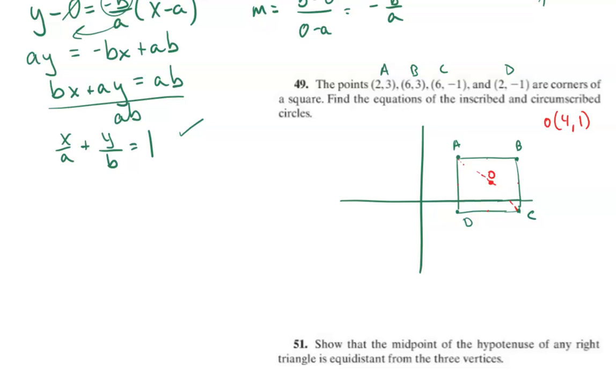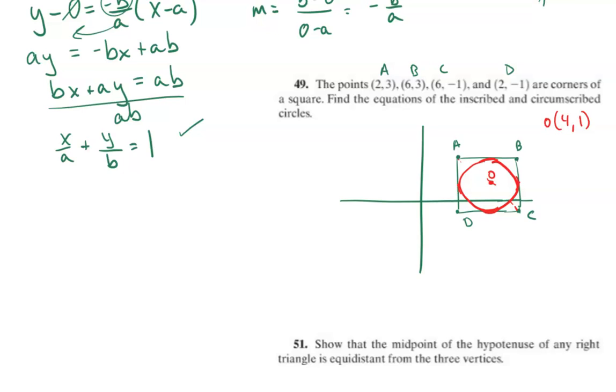So get rid of some of these little extra marks. Okay, so my inscribed circle is going to be tangent at each of the midpoints of the 4 sides. Remember, the things that we need to write the equation of a circle are the center and the length of the radius. So I know my center is at 4, 1, and then the length of my radius is the distance from here to any of these 4 points.